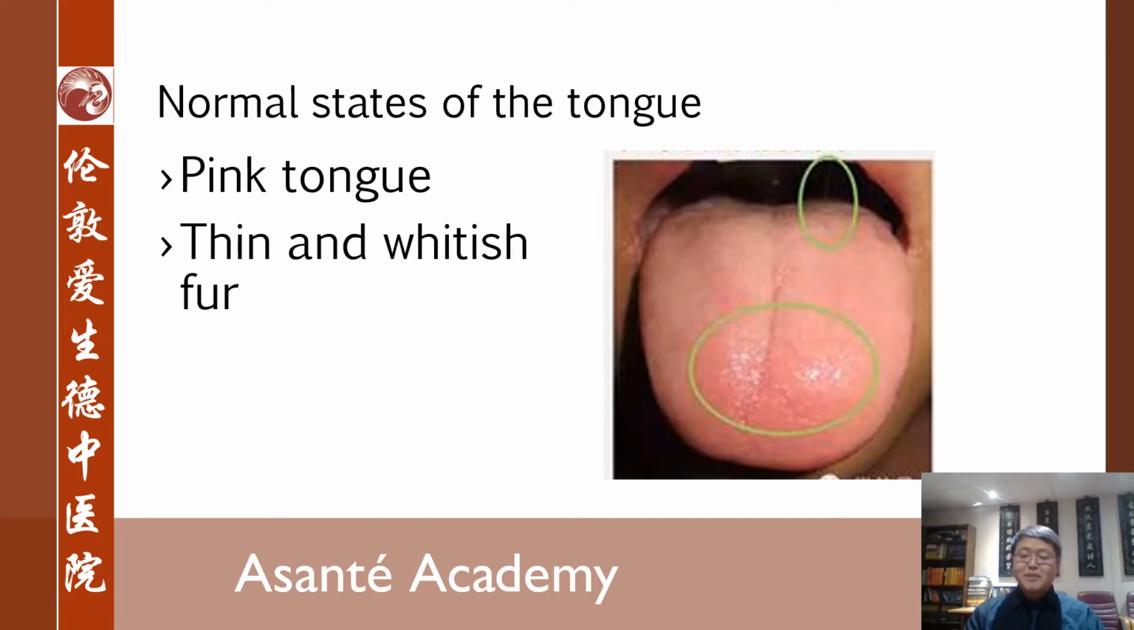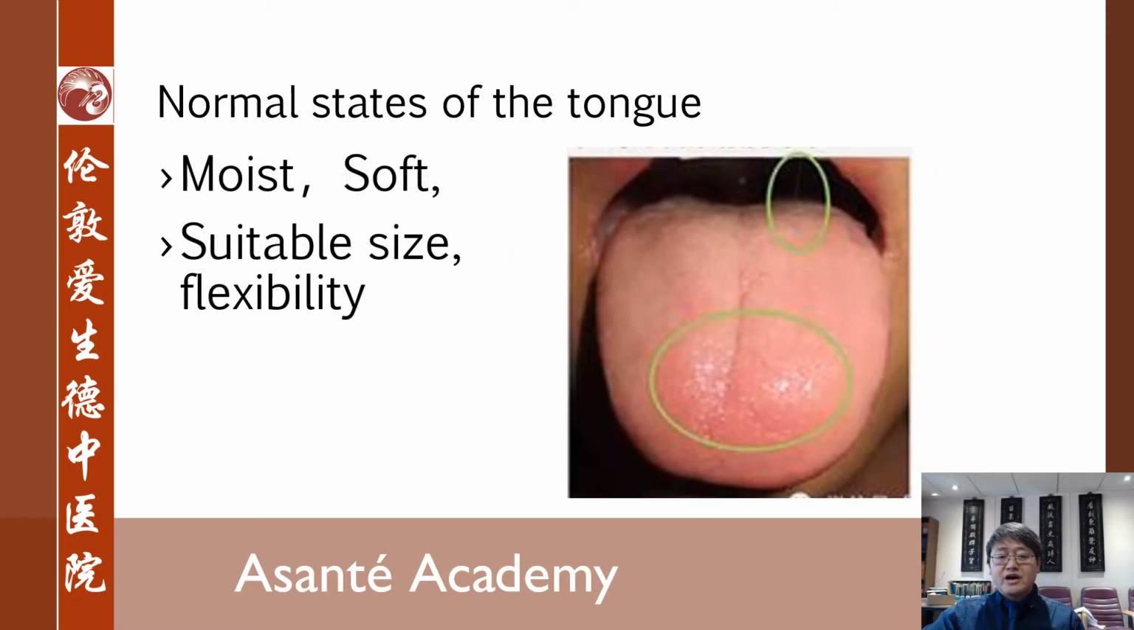Before we inspect the tongue, we have to know what a normal tongue looks like. This tongue is a normal tongue. If we see a tongue like this, we will say, oh, that is a normal tongue. Looking at this tongue, we can tell the color of the tongue body is pink, and the fur is thin and whitish. A normal tongue should also have a suitable size, certain flexibility, and be moist and soft.